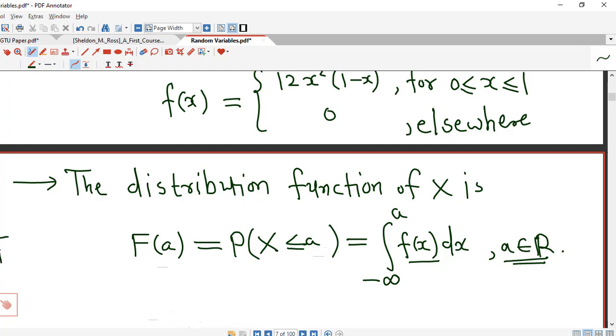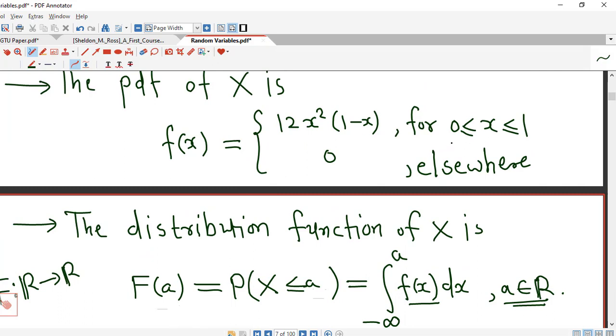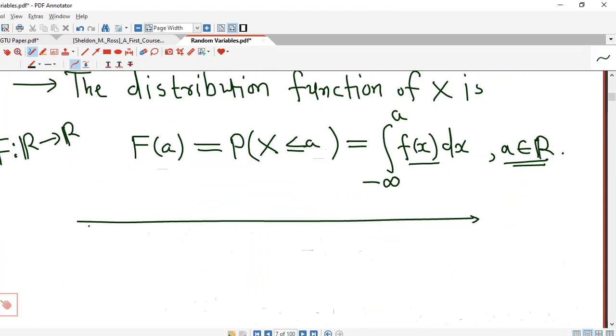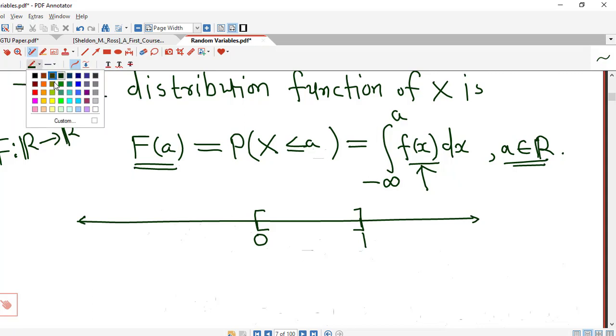We know that the distribution function is a function from R to R, and it is defined in this way. Now here our function is different in different parts of the real line. In this interval the value of the function is non-zero and otherwise it is 0. That means if we consider this real line, suppose this is 0, then this is 1. In this interval f(x) is non-zero and it is 0 otherwise. So we have different cases in writing the distribution function, because the distribution function is the integral of the probability density function, and the probability density function is different in different parts of the real line. So we will consider three cases.